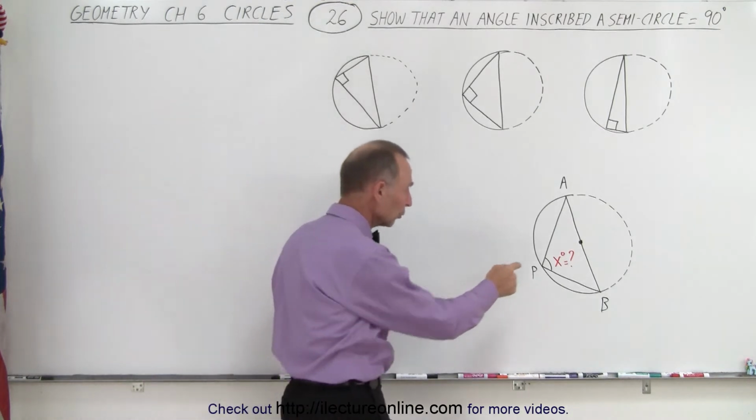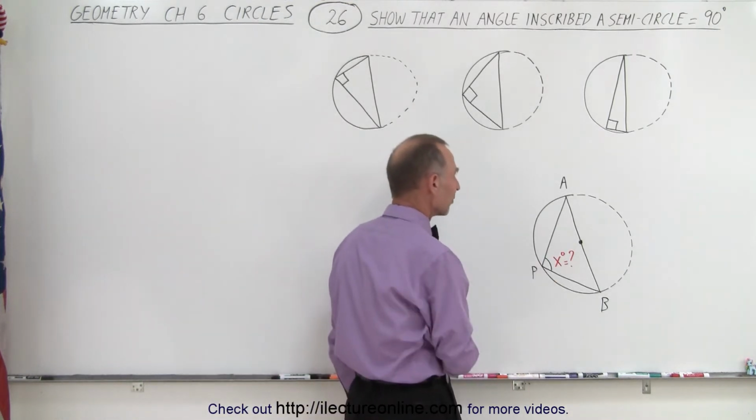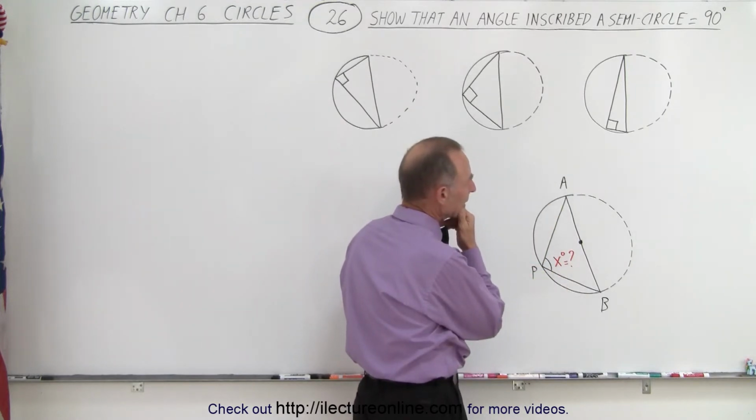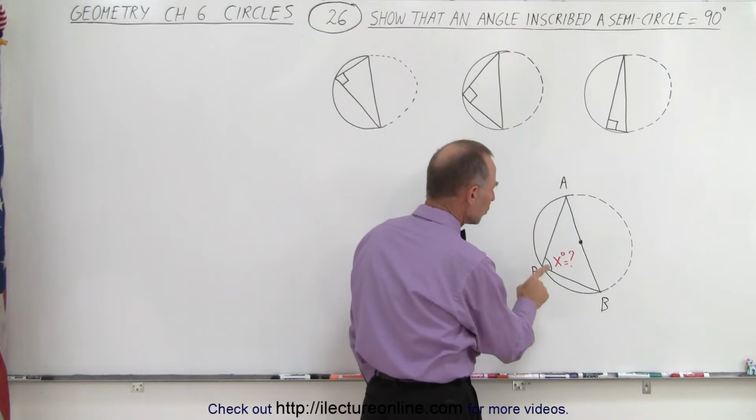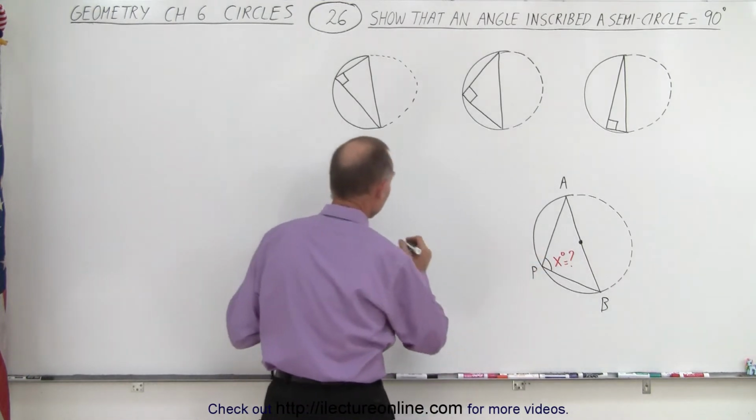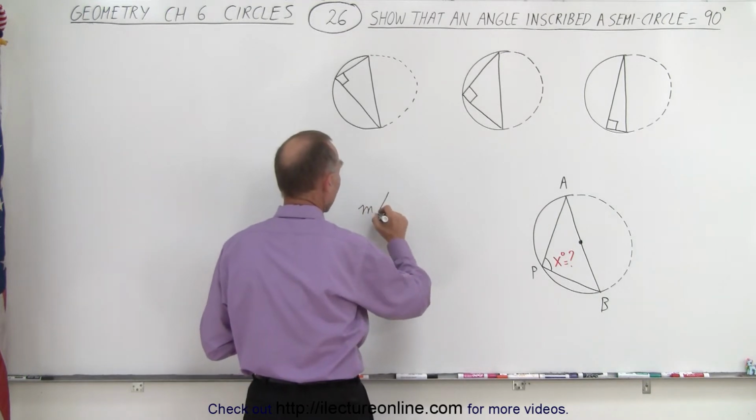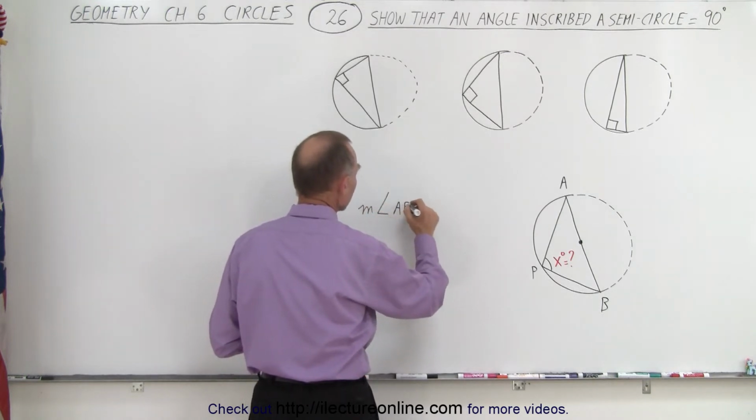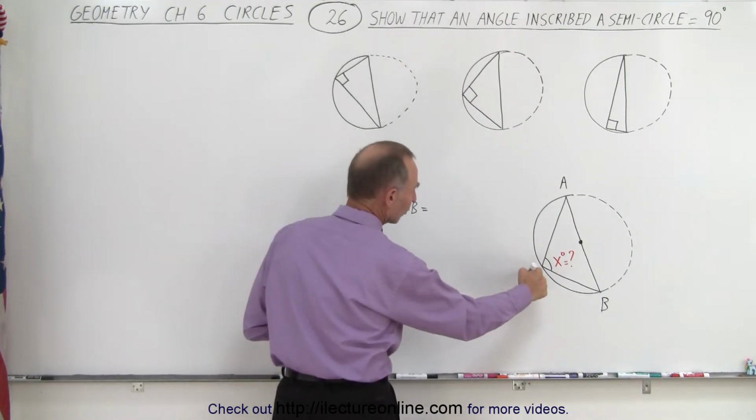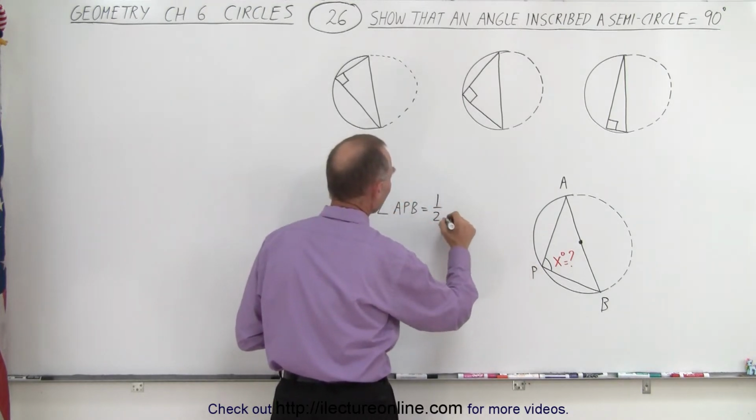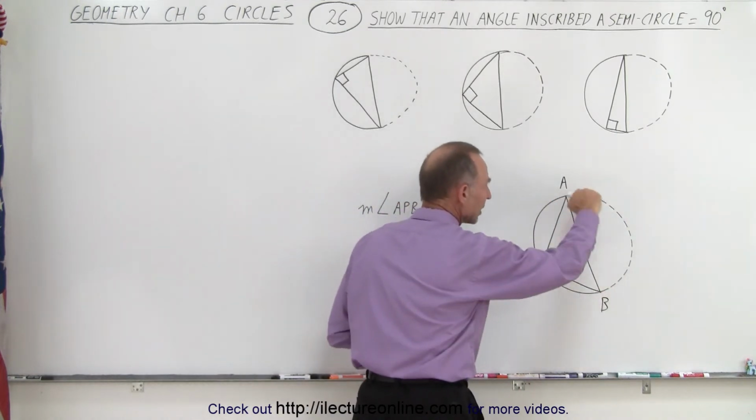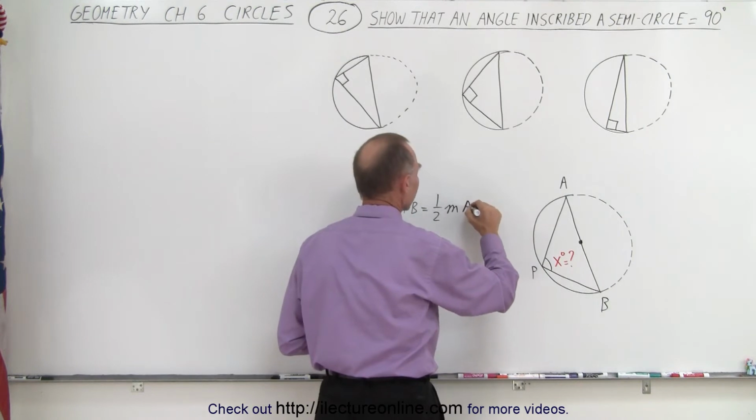So let's say that we don't know the measure of this angle, the angle P for example, or the angle from A to P to B. What is the rule that we use to find the value for x in this case? Well, the rule is that the measure of the angle from A to P to B is going to be equal to, since we're on the edge of the circle, 1/2 the measure of the arc length from A to B, the other side.